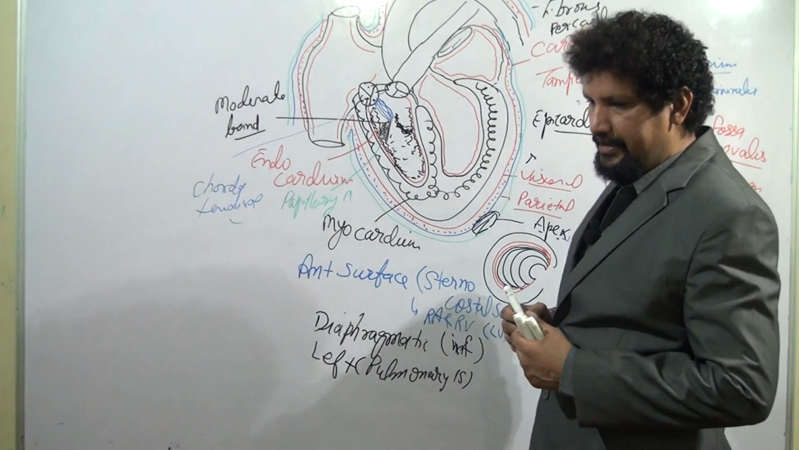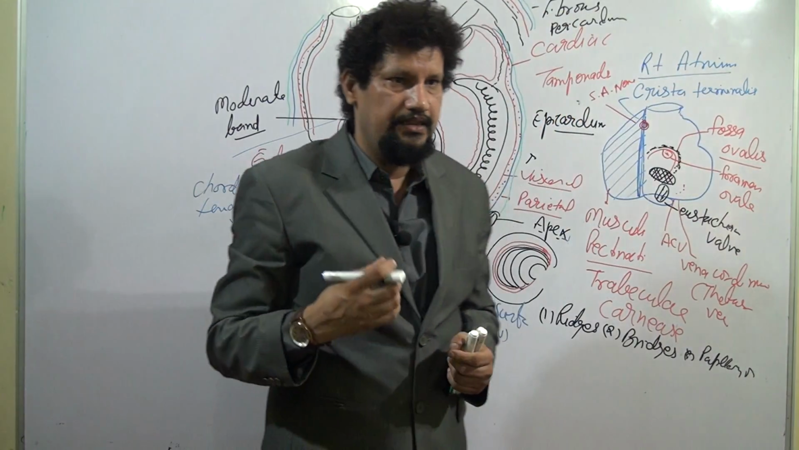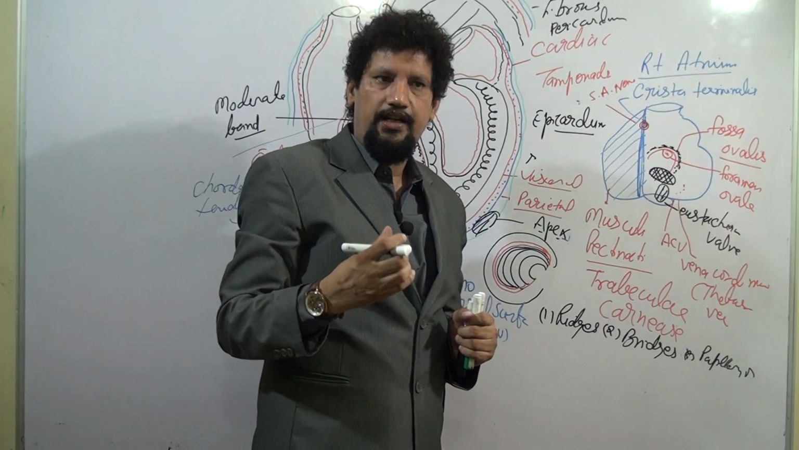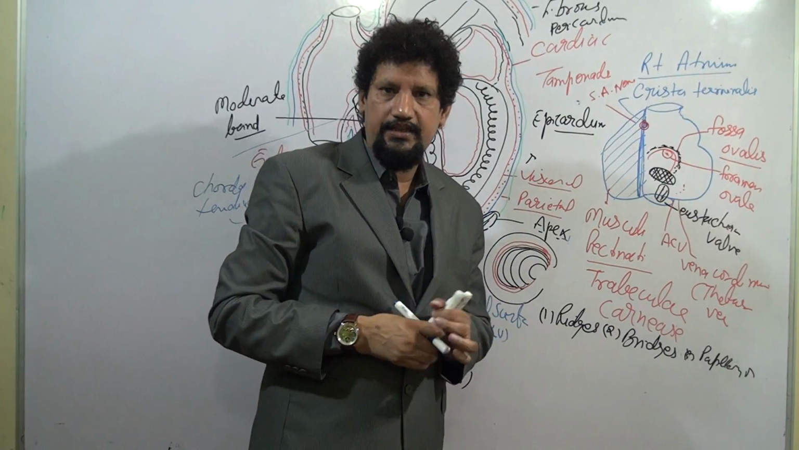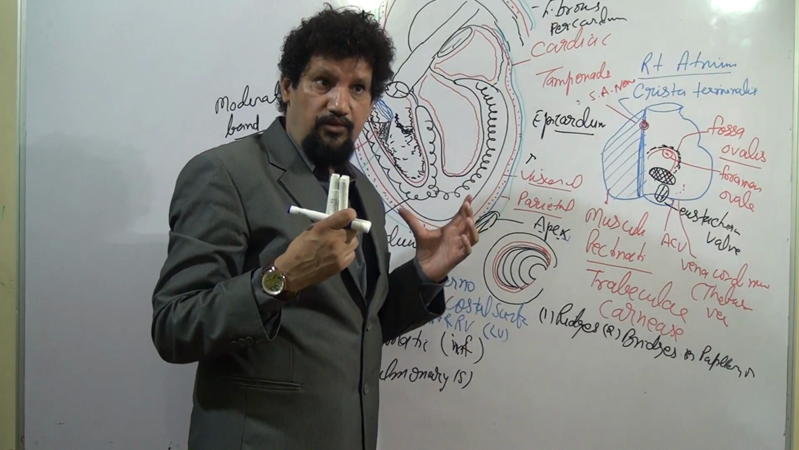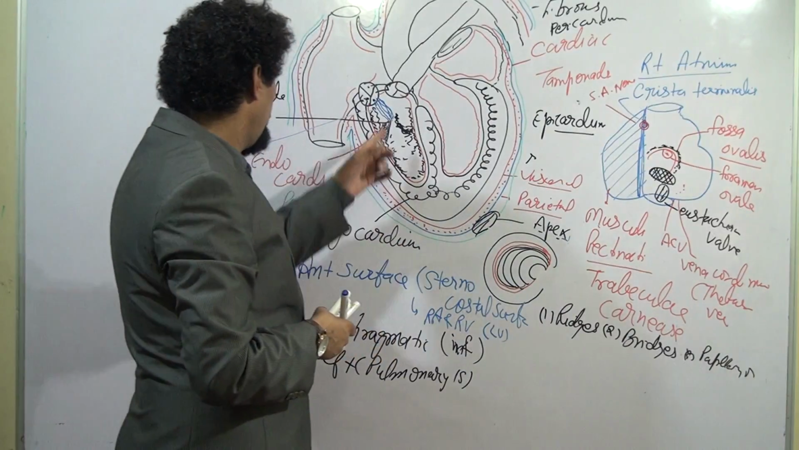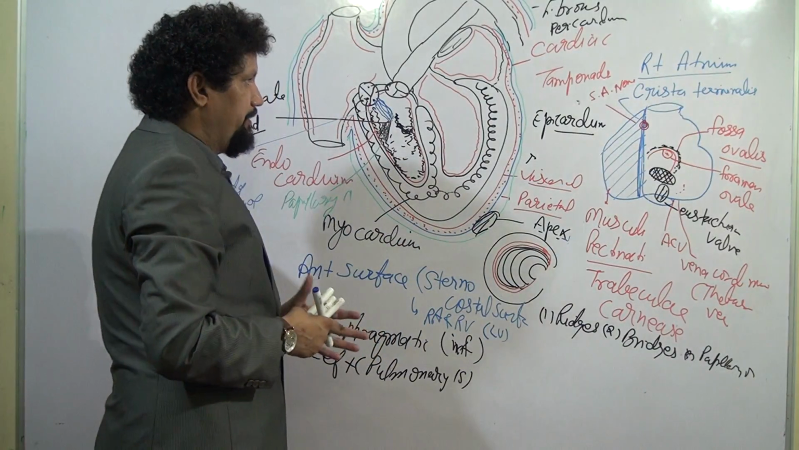So the right ventricle has three sets of papillary muscles, the anterior, the posterior and the septal, and these are regulating the opening and closing of the tricuspid valve by the chordae tendineae. This is the chordae tendineae.